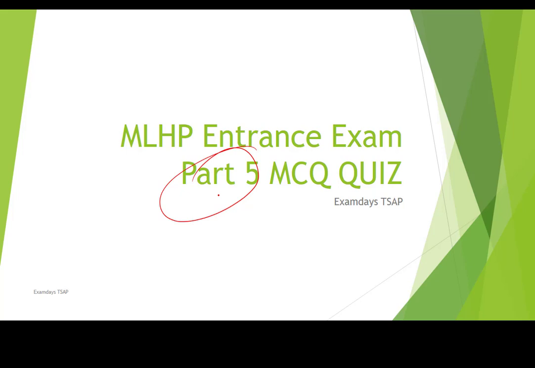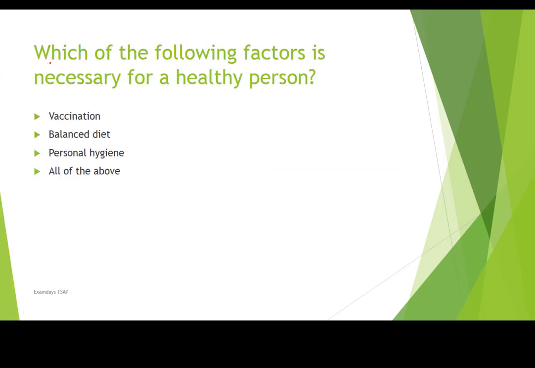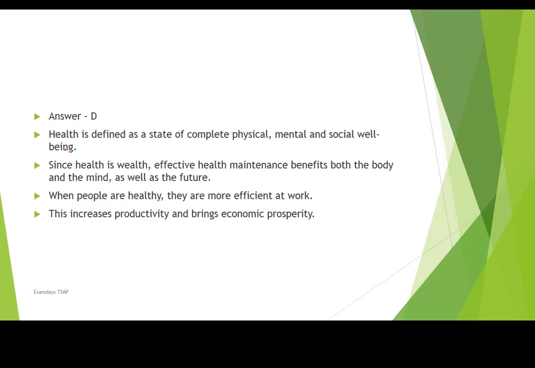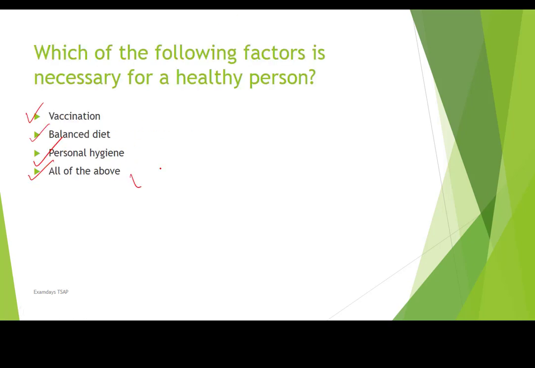In this series, first question today: which of the following factors is necessary for a healthy person? Your options: A, vaccination; B, balanced diet; C, personal hygiene; D, all of the above. Yes, the correct answer is all of the above.